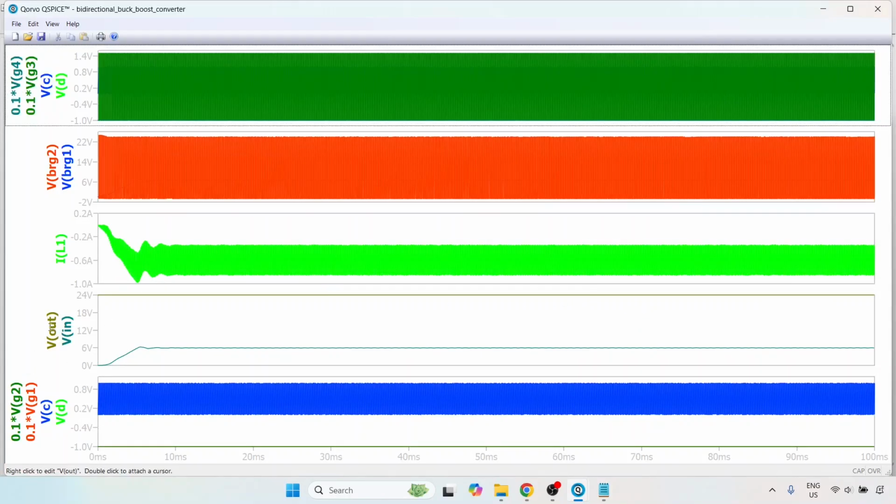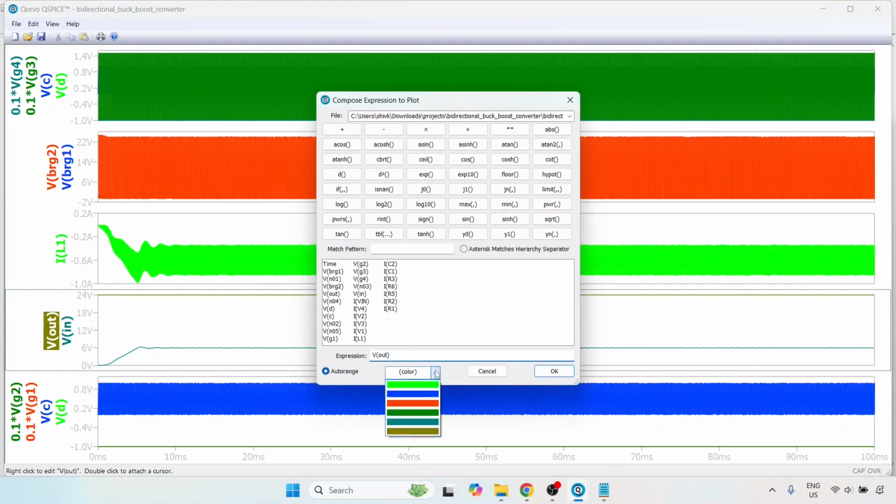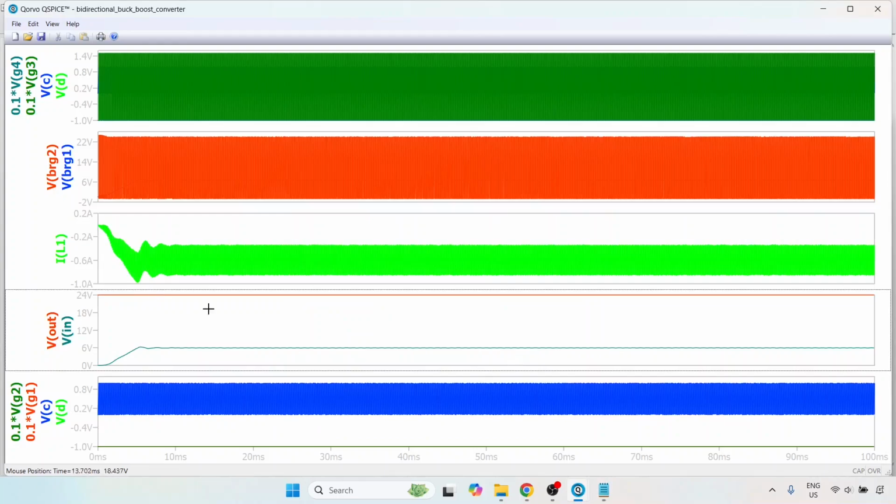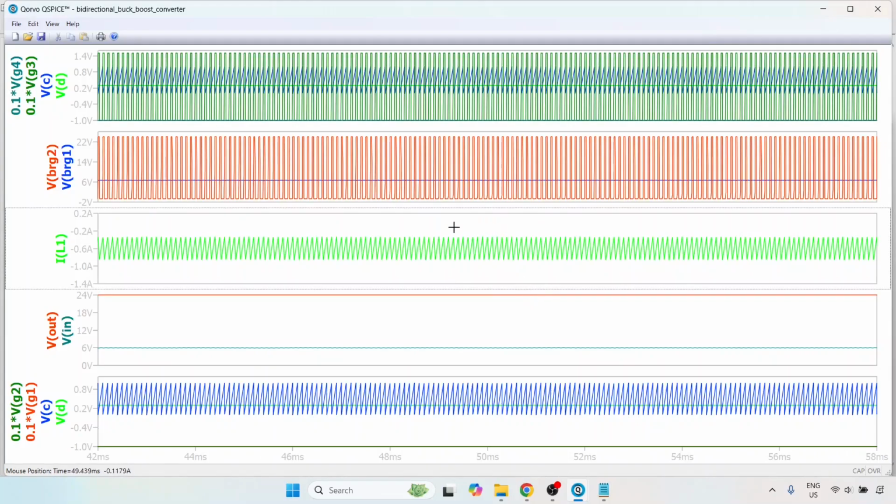So the first thing I'm going to do is change this to red because I don't like that color at all. Now it's clear. So first things first, let's look at the inductor current. As you can see, the inductor current is negative, right? So therefore, very clearly, the output is supplying energy to the input. We have reverse power flow.